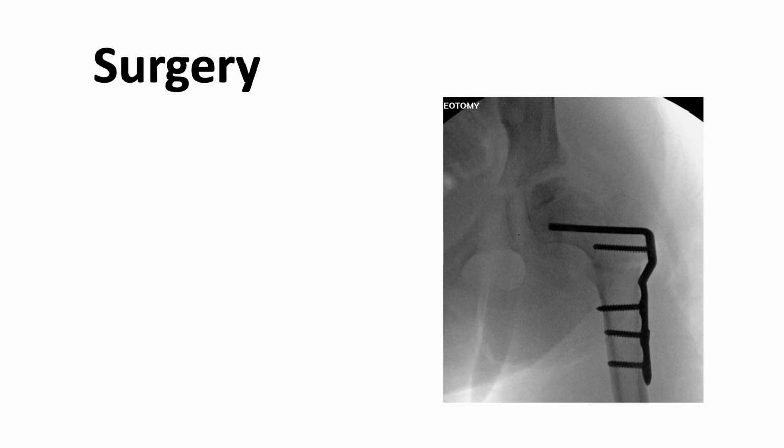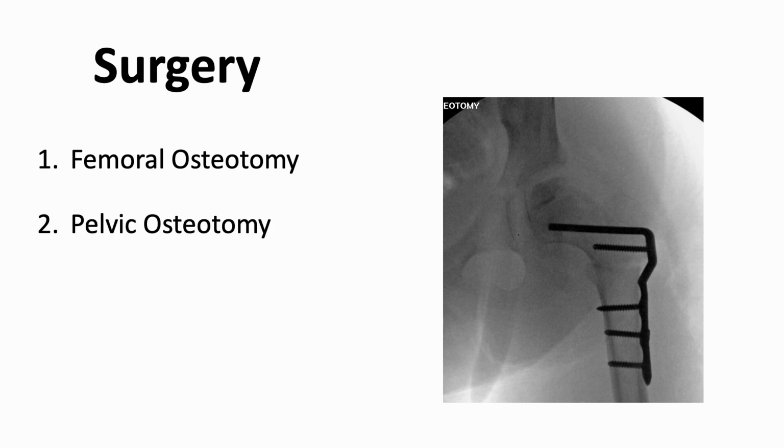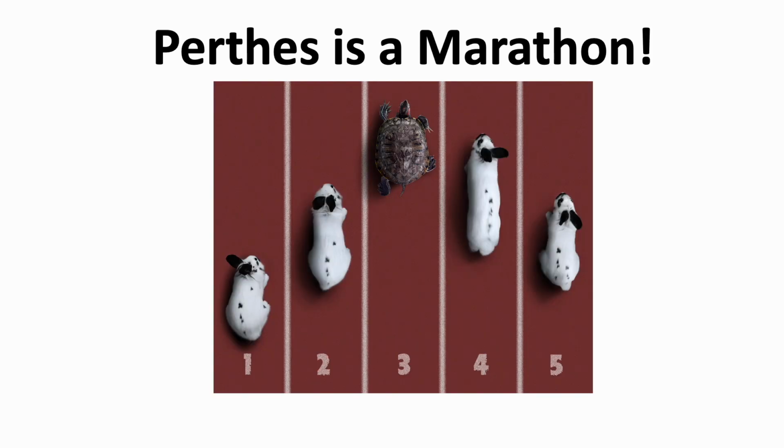Unfortunately, some children do need surgery for Perthes disease. If your child does need surgery, it will be explained to you in detail, but some of the options you could expect to hear about might be a femoral osteotomy, where we cut the thigh bone to redirect the ball back into the socket of the hip joint, or a pelvic osteotomy, where we cut the pelvis to better cover the ball. Some kids may even need both of these procedures, although this is less common.